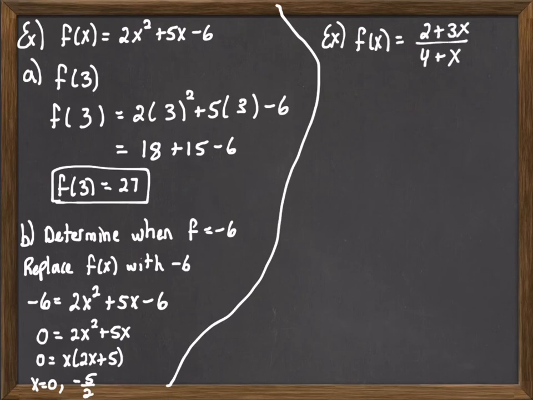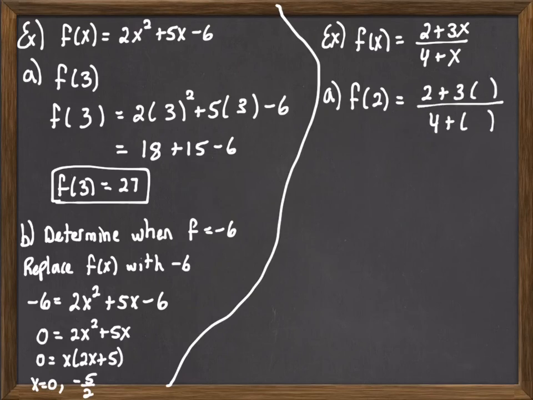And here we have a fractional function. f of x is equal to 2 plus 3x over 4 plus x. And let's say we want to evaluate when f is 2. Again, my advice is to write down the equation with blanks everywhere you see an x, and then you're just going to fill in the blanks with that number. It's f of 2, so each blank gets replaced with a 2.